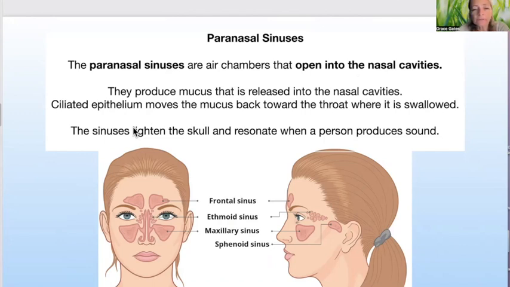The sinuses lighten the skull and make a change in the sound that a person makes when they speak. It makes the sound more resonant and less like a person's holding their nose. And we all did that as kids.